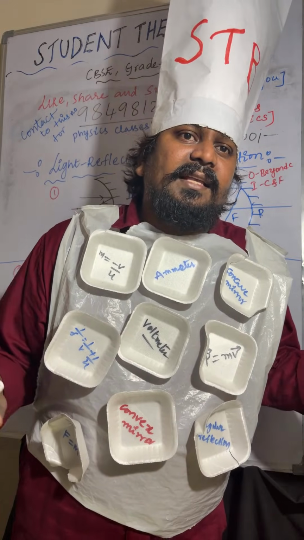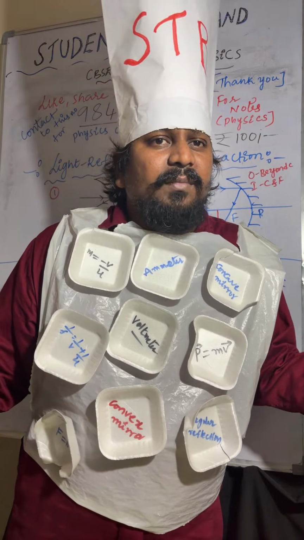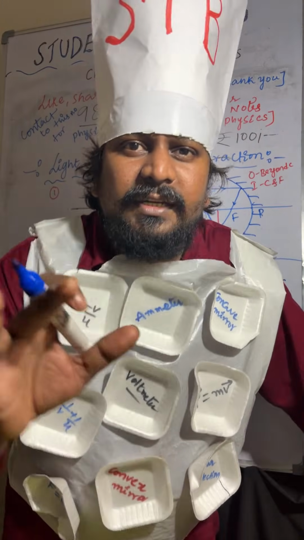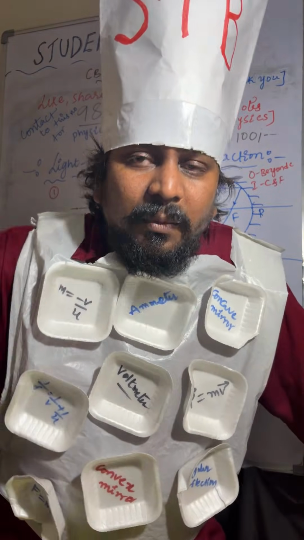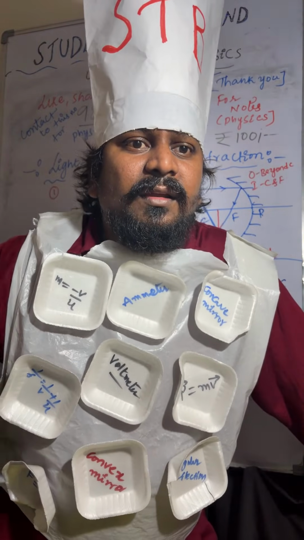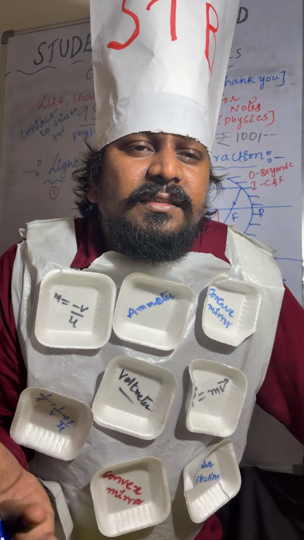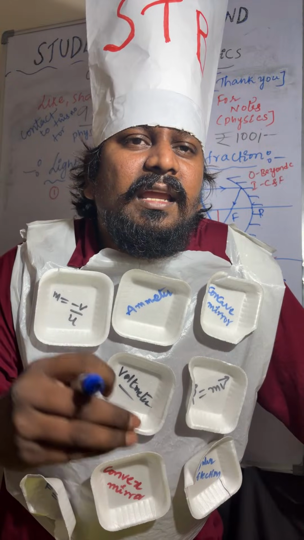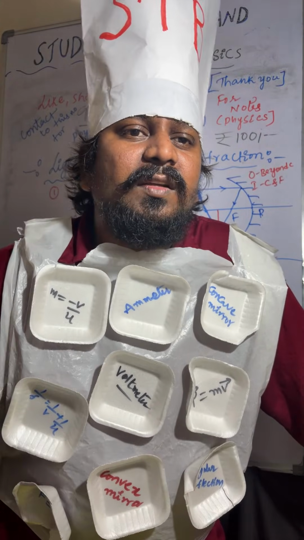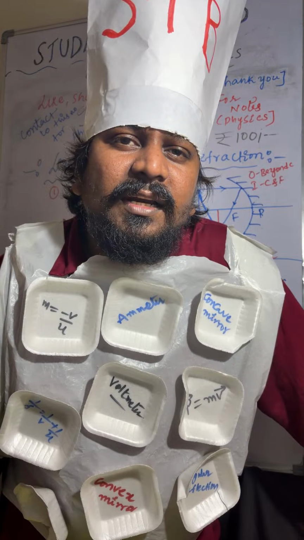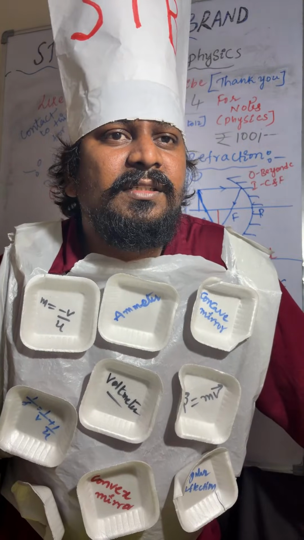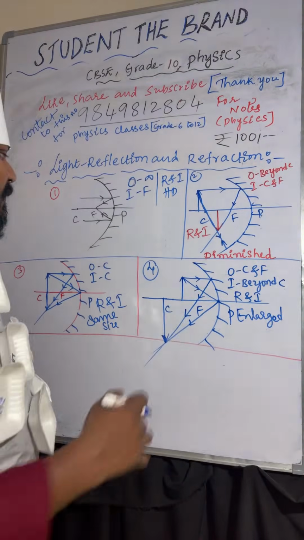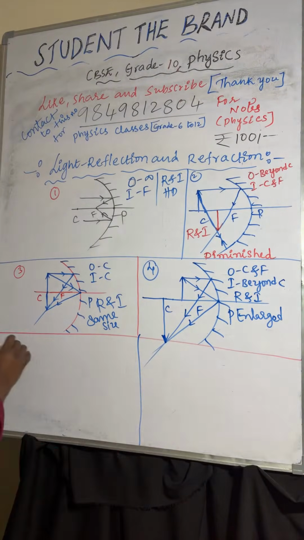Object is placed at F. Where will the image form? Image will form at infinity. Nature of the image is real, inverted and highly enlarged. Right? Yes. Just check once here. So fifth one.